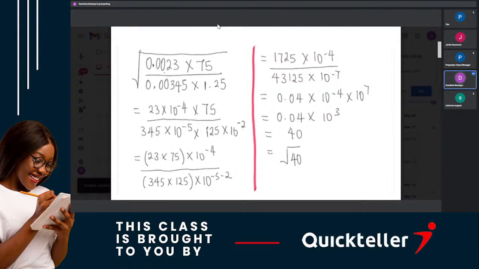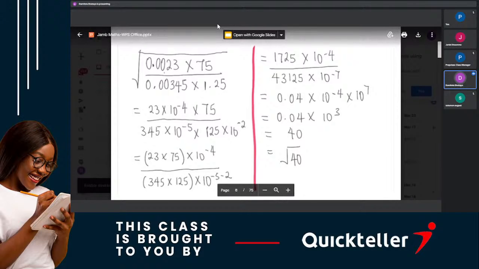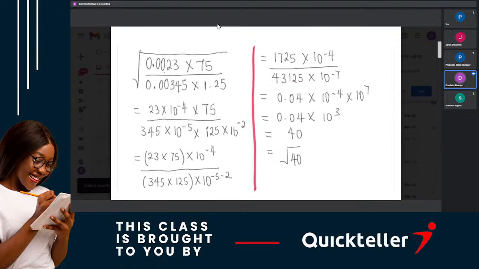Then 75 remains 75. For the one below, 0.00345, I move 5 steps: 1, 2, 3, 4, 5. That's 345 times 10 to the power minus 5, times 1.25, which I move 2 steps: 1, 2. That's 125 times 10 to the power minus 2. Now multiply the numbers with themselves.